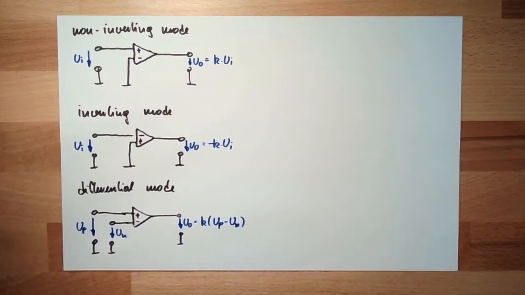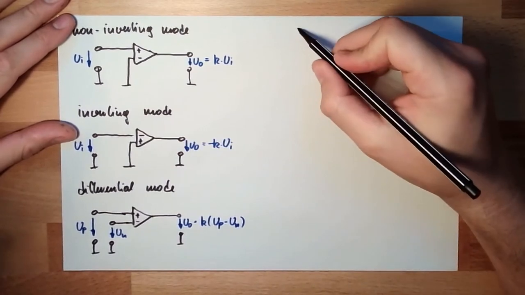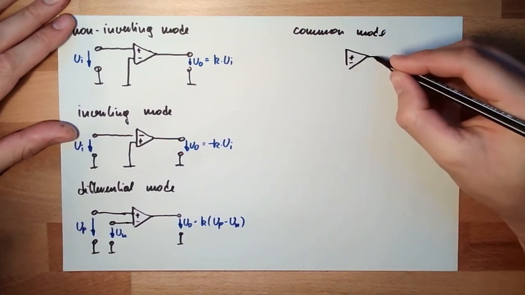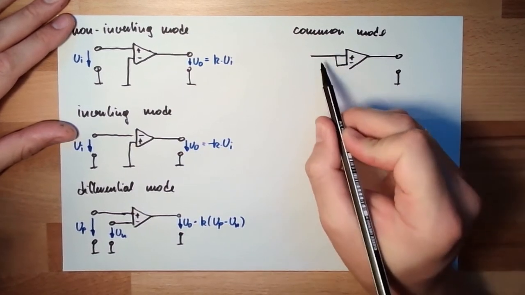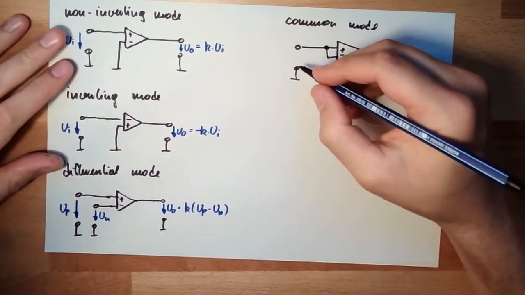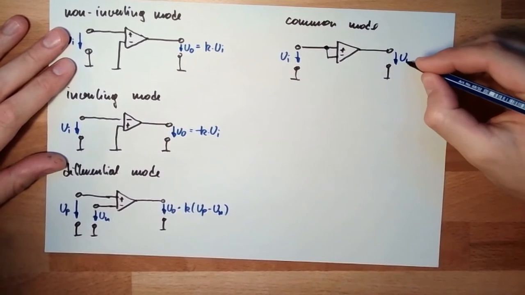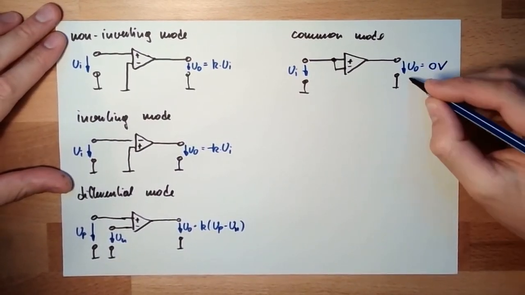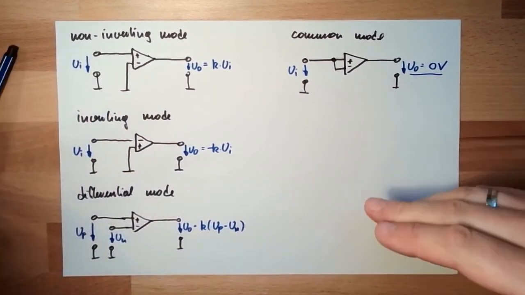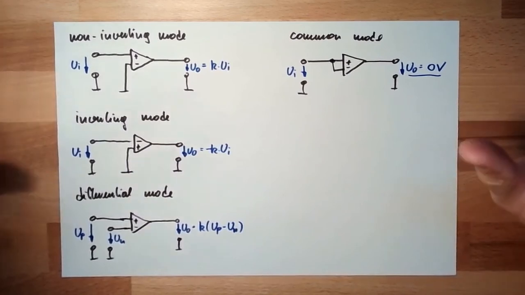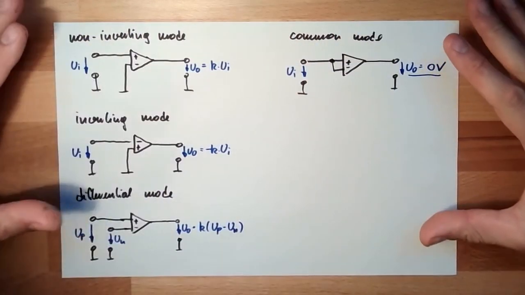Okay. Then the last mode which we can think of is the common mode. It would look like this. Plus, minus, output voltage, and here the input voltage I put on both inputs. UI, UO, and since I do not have any differential voltage, this UO would be 0 volts, depending on the common mode rejection ratio, of course, but let's say we have a high quality operational amplifier, we have high common mode rejection ratio, so we will get out pretty much nothing. These are the modes we could think of.